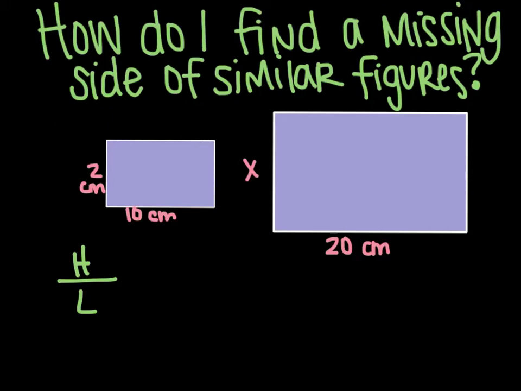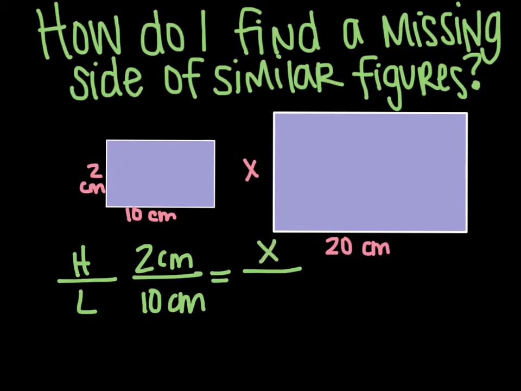What matters is that you're putting numbers in the right spots. So the height of this one that we know is 2 centimeters, and the length that we know is 10 centimeters, equals the height of the larger rectangle, which is X, and the length of the larger, which is 20 centimeters. We have our proportion, and now we can solve. So I can either go up and down or across. This time, to mix it up, I'm going to go up and down. You can go which way works for you.